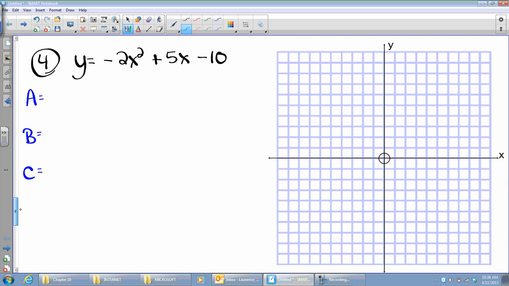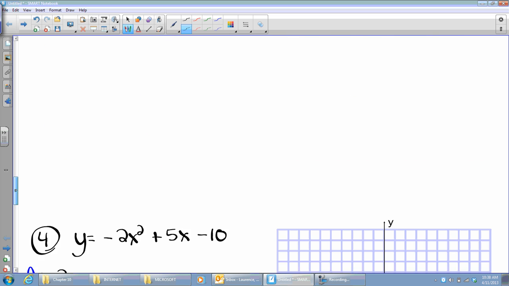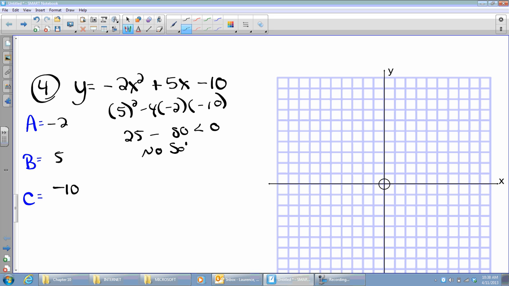Okay? All right, we'll do one more example. And here I'm ready to go. A, B, C, easy as negative 2, 5, negative 10. It looks like a very similar equation, only A has changed. Okay? Well, let's go looking for my discriminant. 5 squared minus 4 times negative 2 times negative 10. And we're going to get 25 minus 80, which is less than 0. So I'm going to say there's no solution. There's no zeros. This parabola does not cross the x-axis.